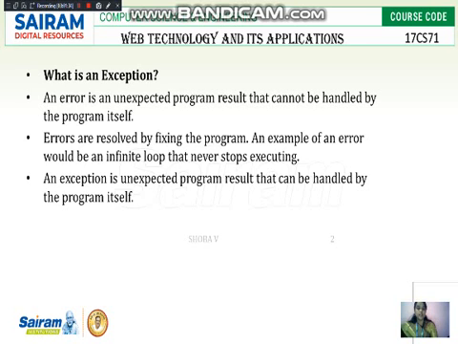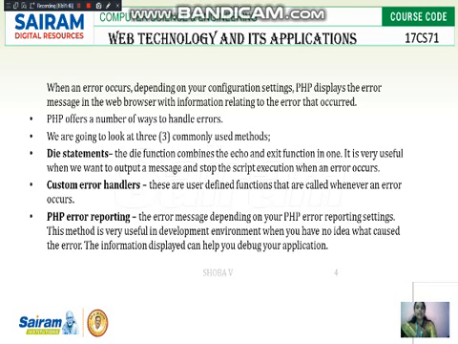For example, in an operating system the user can type anything, and it is just taken as plain text. That is one of the options. An exception is an unexpected program result that is handled by the program itself. When an error occurs, depending on your configuration settings, we need to know that these exceptions or errors are controlled by built-in functions during runtime. In the PHP configuration, php.ini, those directives can be set up by this function during runtime.